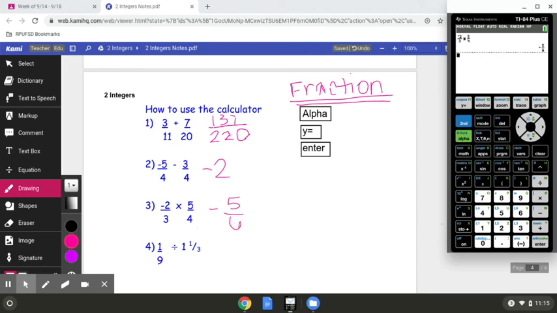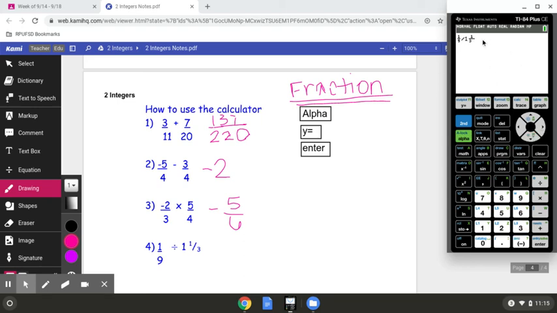Okay, so the next one, we have 1. I forgot to hit alpha, y equals, enter. We have 1 over 9, and then divided by. I'm going to put the 1 first and then do alpha, y equals, enter. And we're going to put the 1 here. And then it's 1 over 3.